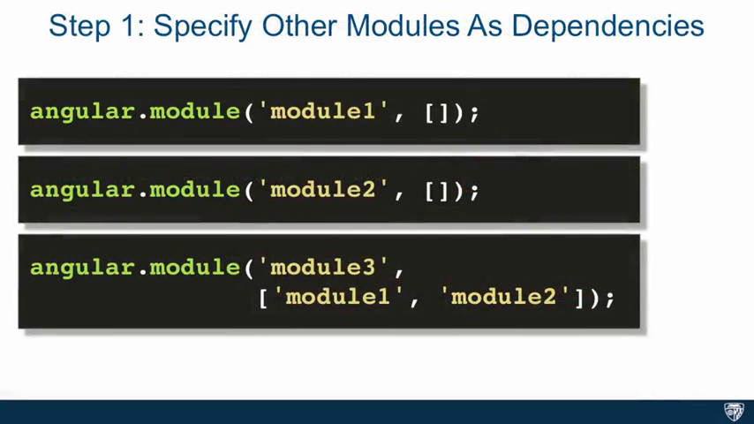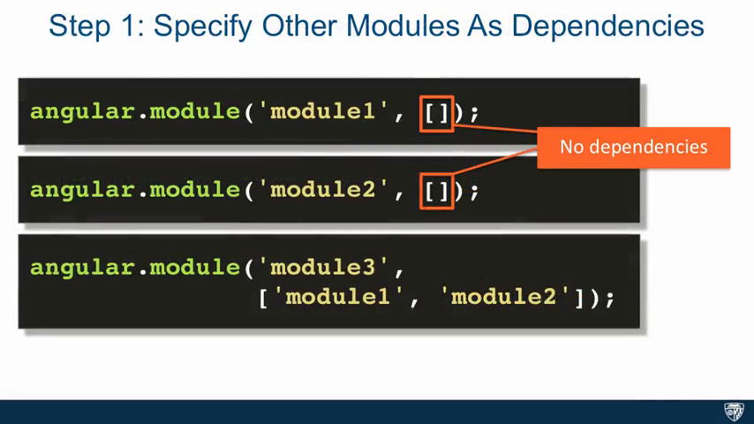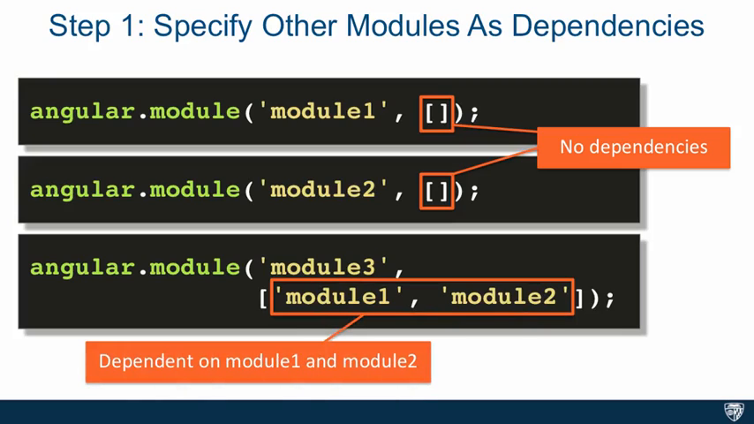Note that you can create a module without any dependencies on any other modules, like in the case of module 1 and module 2. Or you could declare that a module depends on one or more modules. In the case of module 3, it depends on modules 1 and 2.